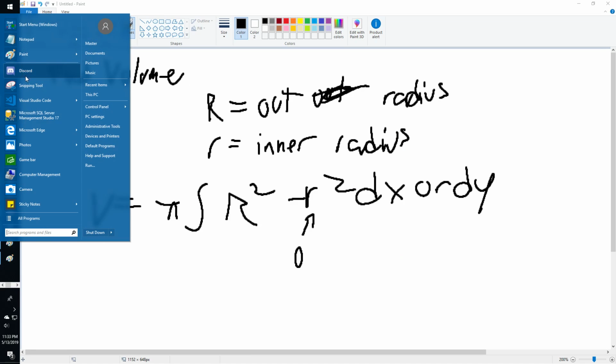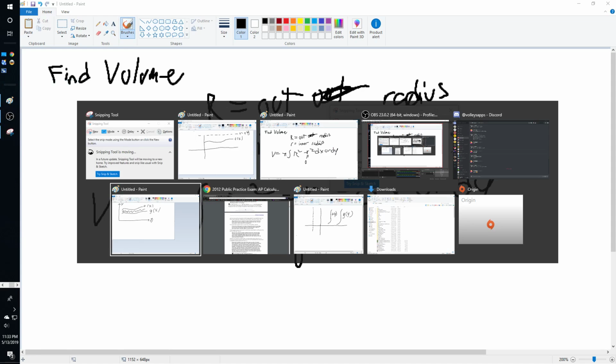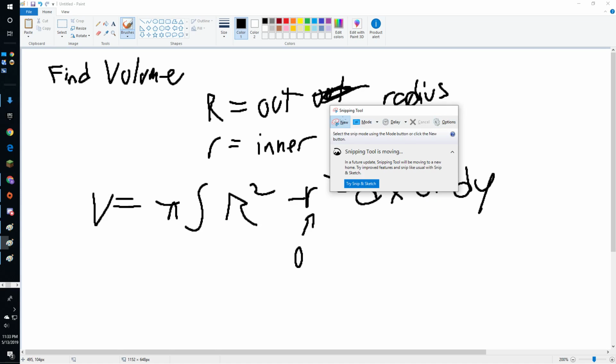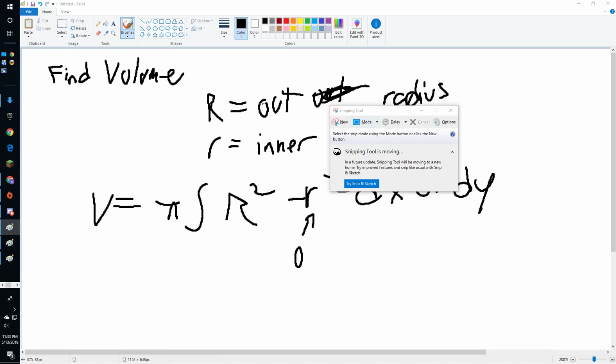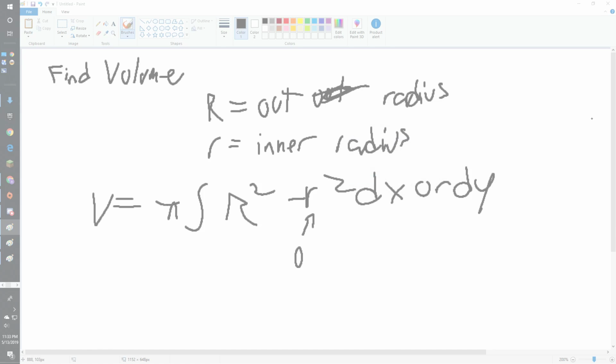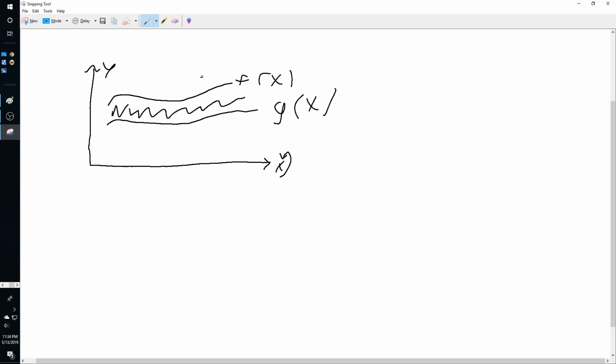So I'm just going to copy this over. Alright. So if I'm rotating along the x-axis here, right? Okay, so basically I need to identify my big R.